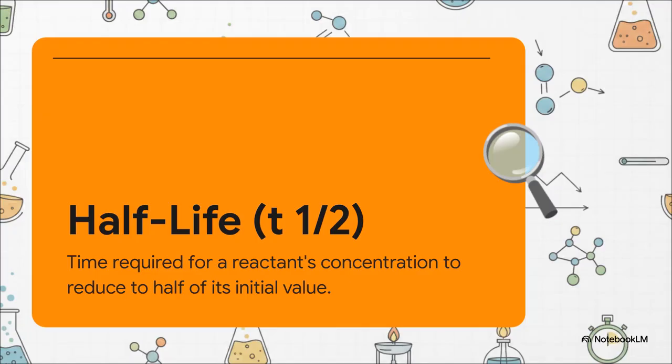Which brings us to a very specific, highly important time frame, the half-life. Half-life is just the time required for a reactant's concentration to reduce to exactly half of its initial value. But here is what is absolutely mind-blowing about how this works for a first-order reaction. If you do the math, the half-life for a first-order reaction simplifies to exactly 0.693 divided by the rate constant K. Notice what is completely missing from that formula, the initial concentration. For a first-order reaction, the half-life is totally independent of how much material you started with. It takes the same amount of time to go from 100 grams to 50 grams as it does to go from 10 grams to 5 grams.